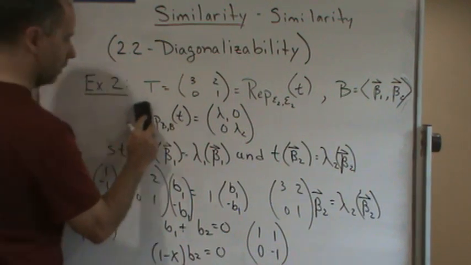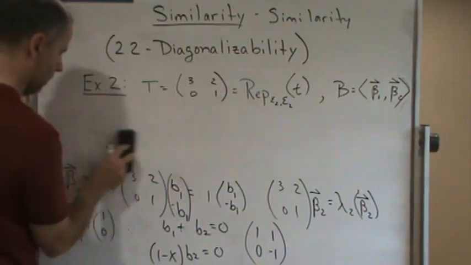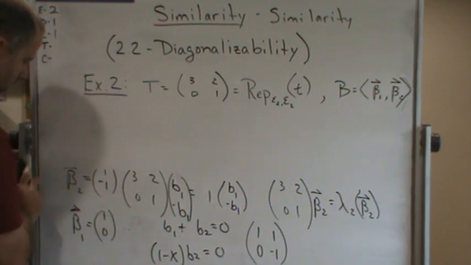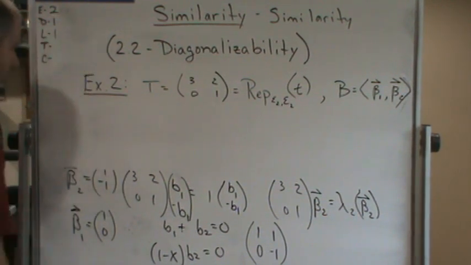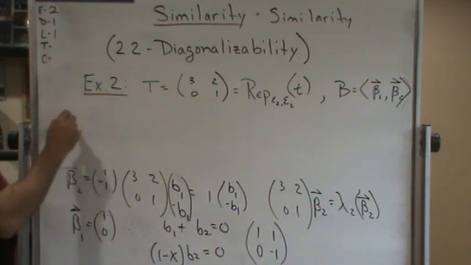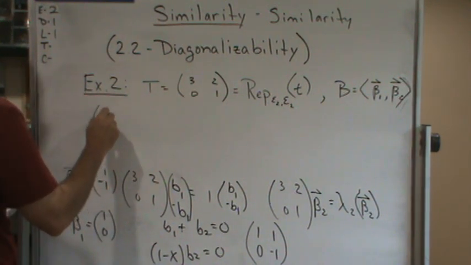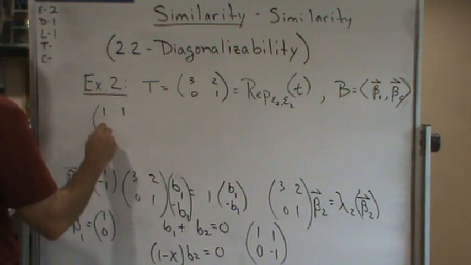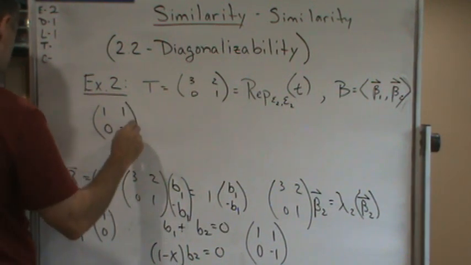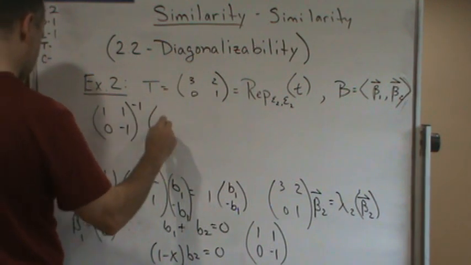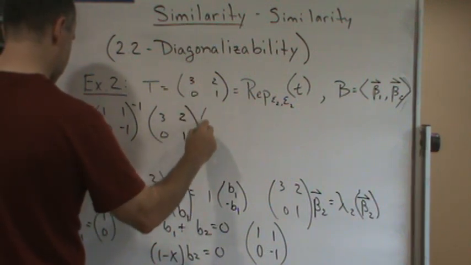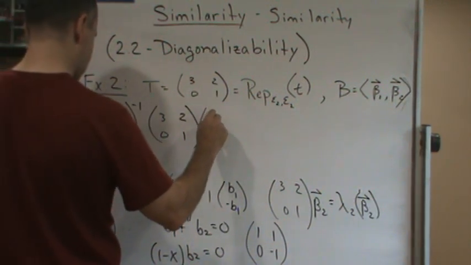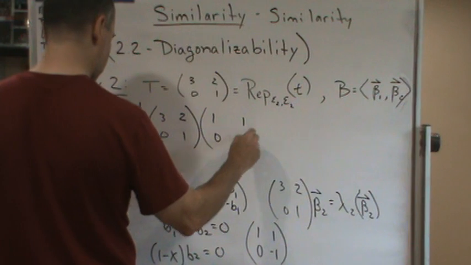So, let me do this. Let me erase this. And I'll put this here. So if we do 1, 1, 0, negative 1, inverse, times 3, 2, 0, 1, times 1, 1, 0, negative 1.